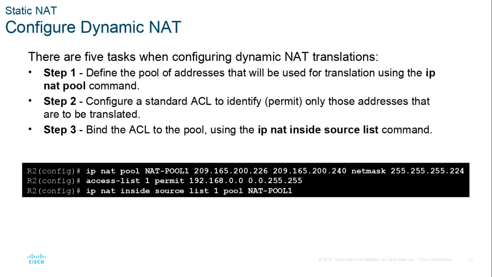So to configure this, we're going to use this particular command, ip nat pool, and make up an arbitrary name. In this case, it's called NAT pool 1.